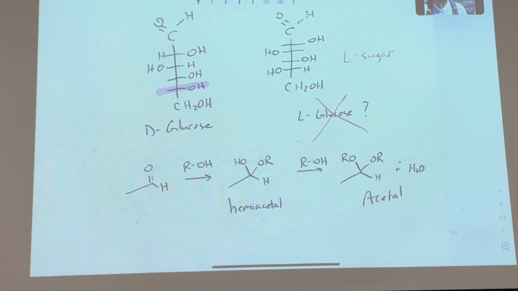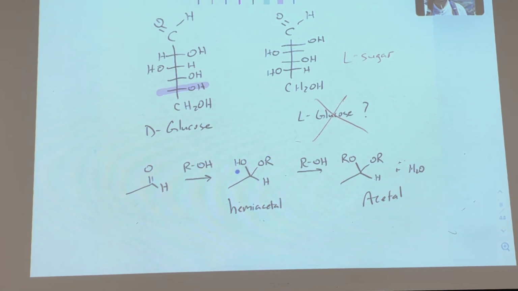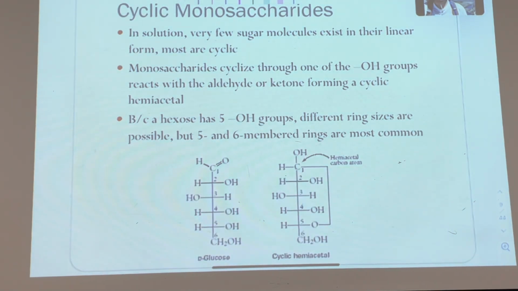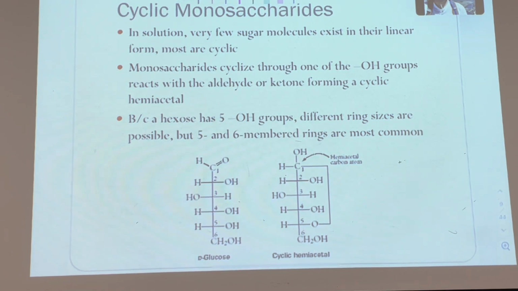Well, again, these molecules are nothing more than aldehydes and ketones, so they are going to behave just like that. Meaning, if you have any alcohols around the aldehyde, they can react to give you a hemiacetal. Well, look at that. You have the aldehyde, and you have a whole bunch of alcohols around.